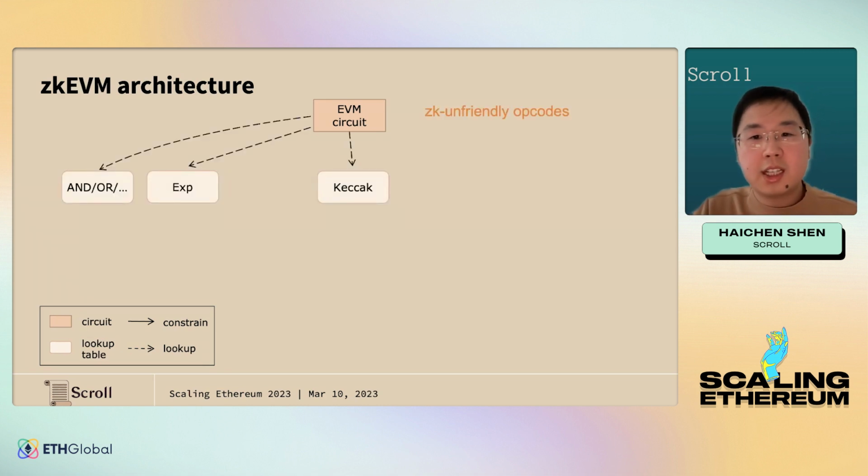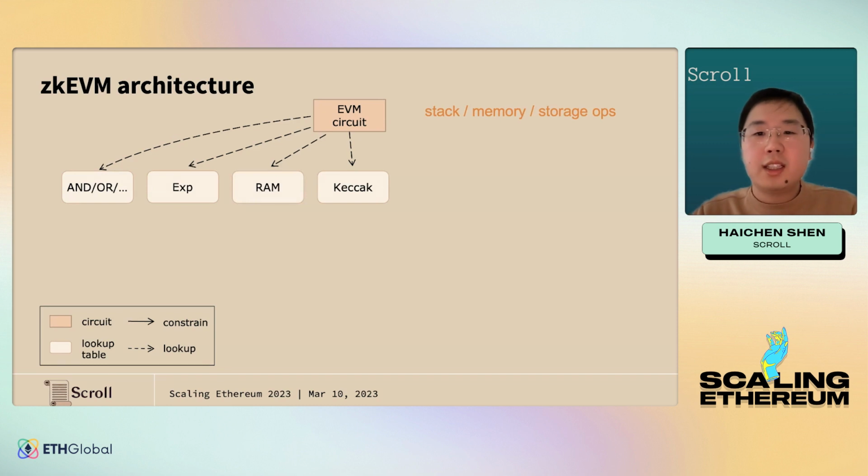But for some of the zk-unfriendly opcodes like AND, OR, XOR, those bitwise operations, the exponential opcode, and the Keccak computations, we rely on offloading that computation into lookup tables, which will be further constrained by other circuits to help constrain these opcodes.